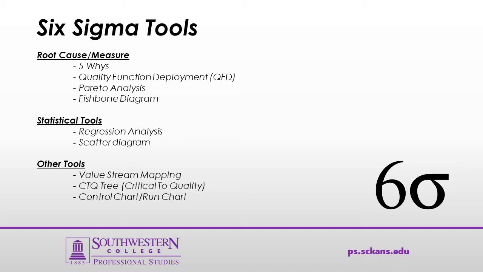And then some other tools such as value stream mapping, which you'll also see in the Lean section, critical to quality tree, which is one of those tools used to help identify the voice of the customer, and then a control chart or a run chart, which is just a chart to keep track of how often a certain thing happens or a certain series of things happen. So these range anywhere from highly advanced computer-driven, very software-reliant statistical analysis to pencil and paper, checkbox every time that this piece of machinery doesn't work.